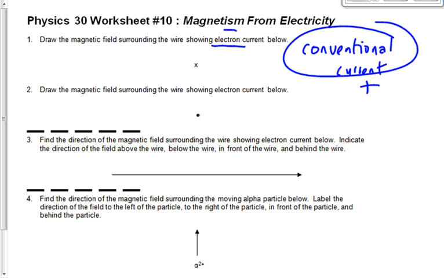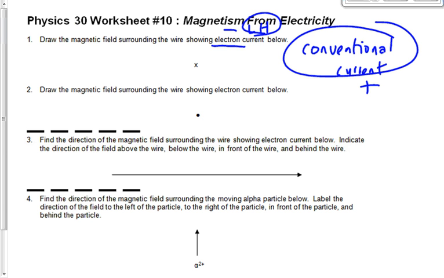Electron current going into the page as represented by this X. As soon as I see a magnetic field problem with electron current, I'm going to probably just write LH to remind myself that it's the left hand. As I was helping a couple people with a couple of different things here, I noticed in a couple of instances people just using the wrong hand. That is probably one of the single most common mistakes that people make in all of physics 30: just using the wrong hand for one of these problems. You know what you're doing, but you use the wrong hand.